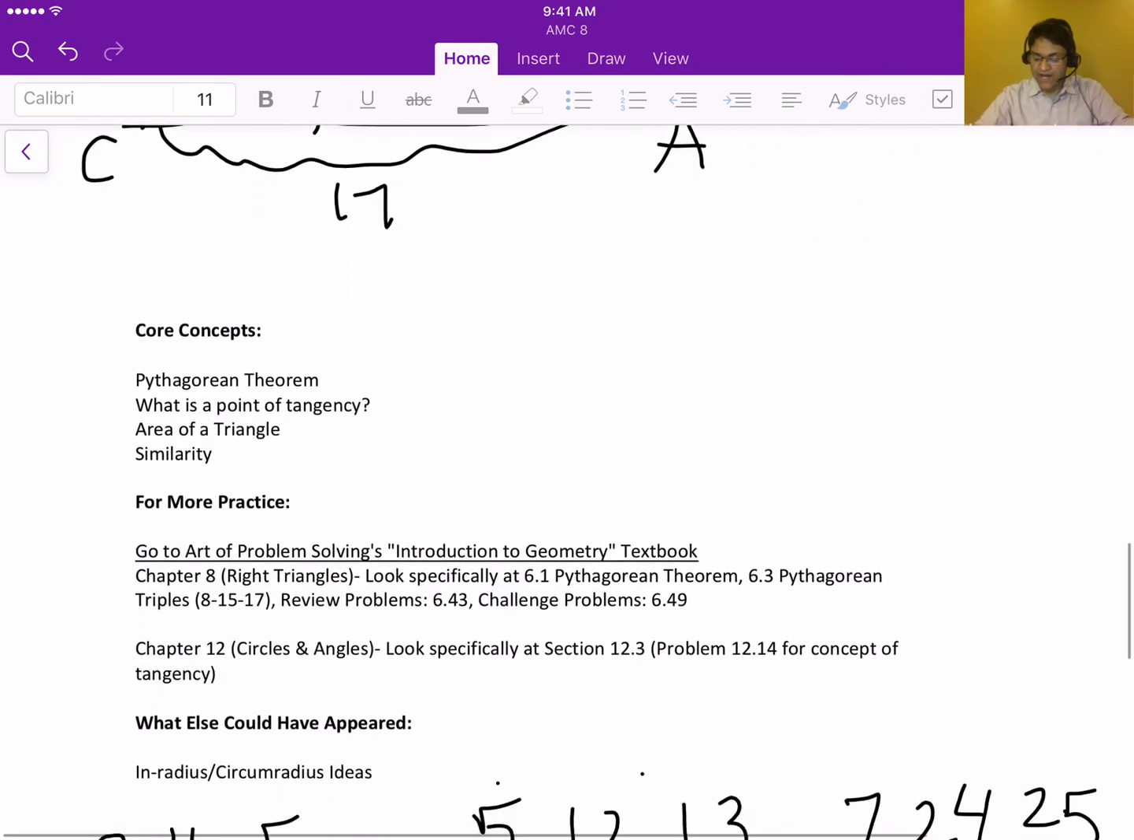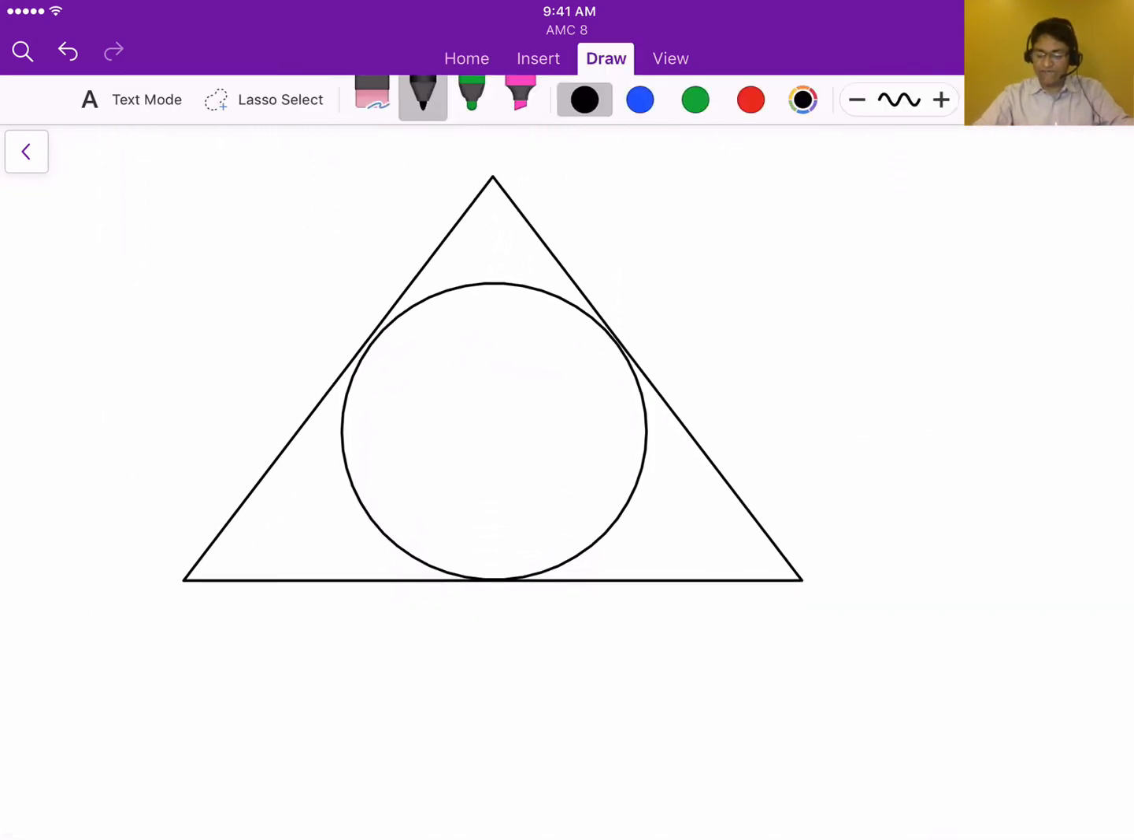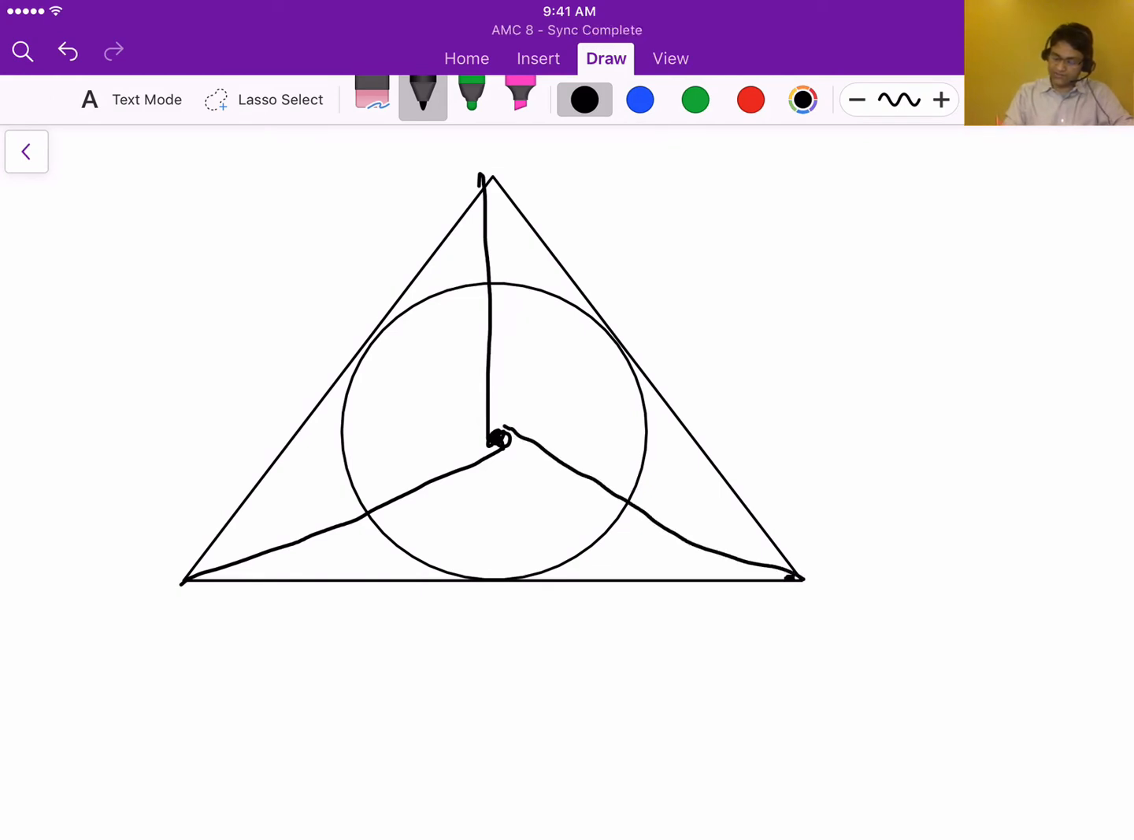But that same area idea can be applied to the problem where we're looking for the radius of an inscribed circle. And that's called the inradius. Just another fun fact is that the center of the circle, the incenter, is the intersection between the angle bisectors.